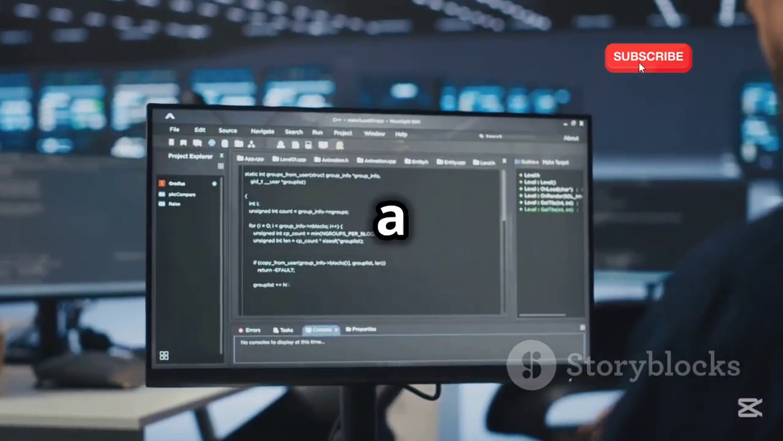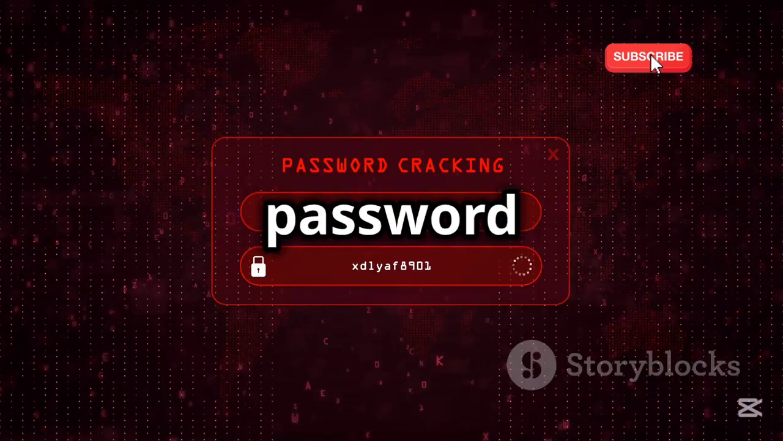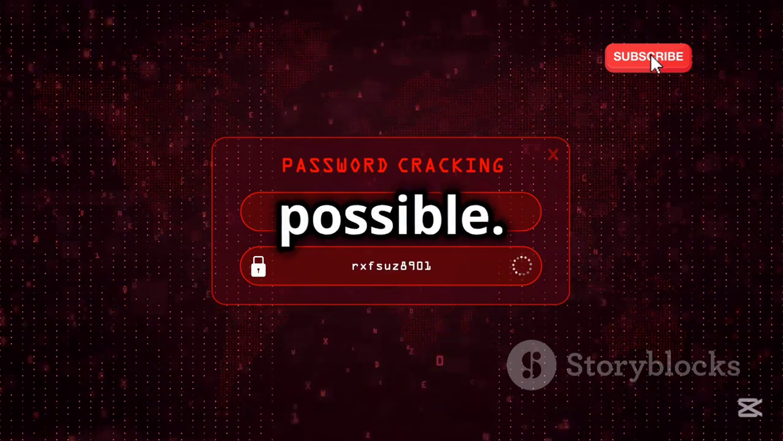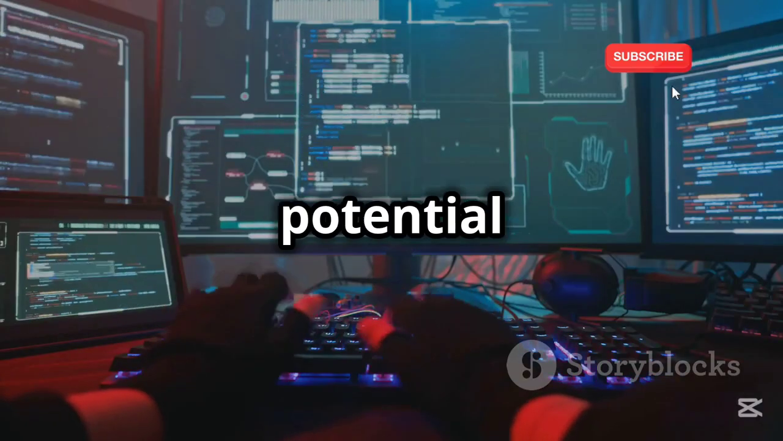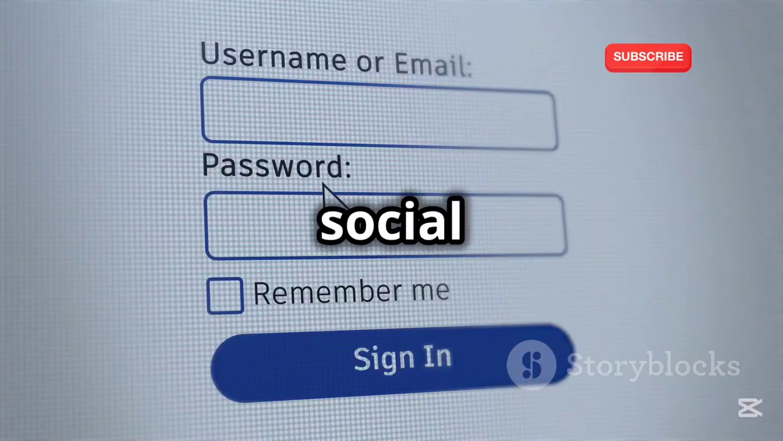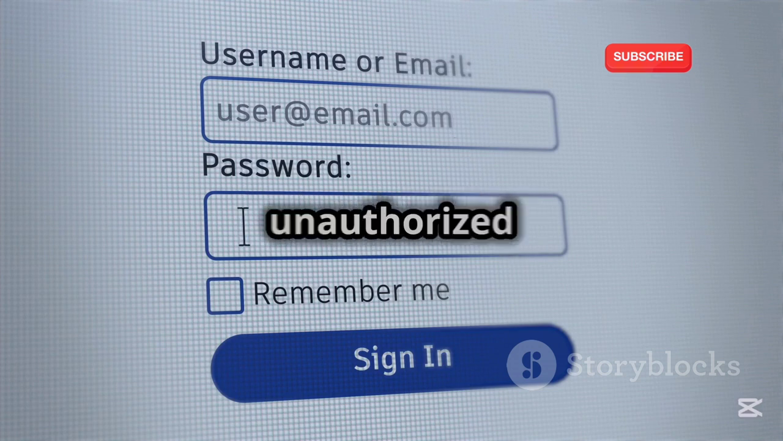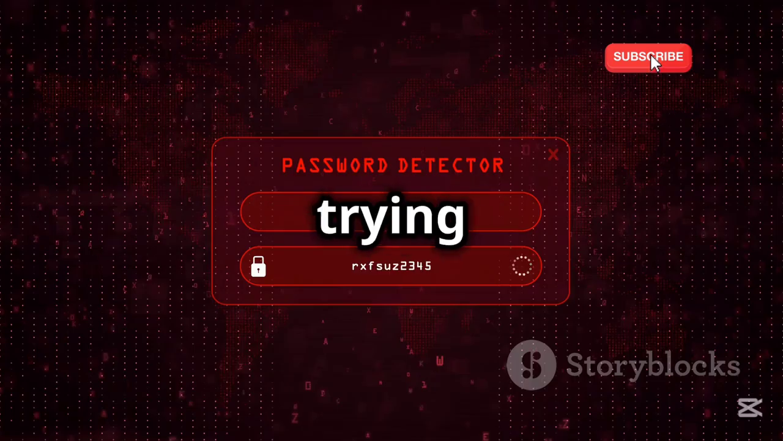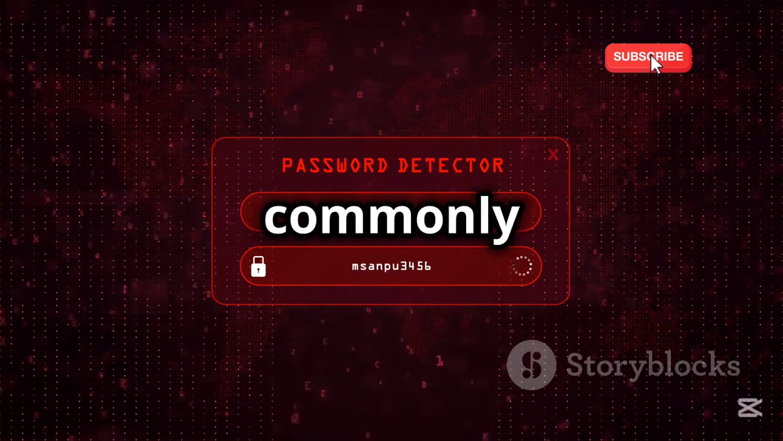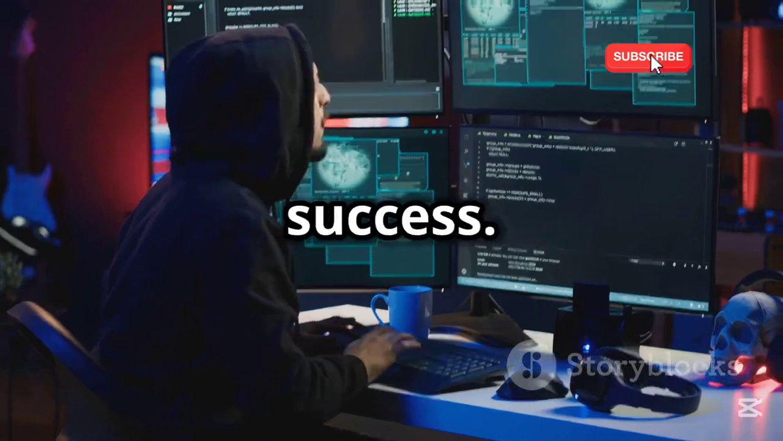Up next is Hydra, a tool that's as straightforward as its name might suggest. Hydra is a brute force password cracker, and its purpose is to guess passwords as quickly and efficiently as possible. Hydra takes lists of potential passwords and tries them one after another against a target system. When it comes to social media hacking, Hydra can be used to target login pages, attempting to gain unauthorized access to accounts. By trying thousands or even millions of passwords per second, Hydra can crack weak or commonly used passwords with relative ease. However, brute forcing isn't a guaranteed success.